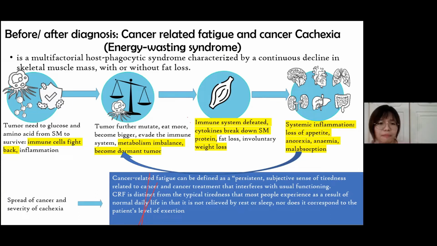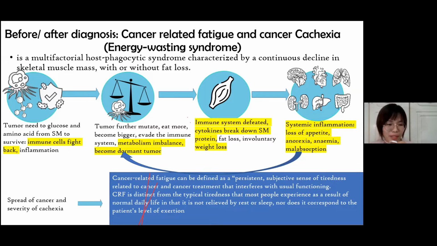Why should it be like that? Okay, we need to know about cancer-related fatigue and cancer cachexia, which is a type of energy wasting syndrome. We might hear that one of the clinical presentations of cancer is weight loss, right? Why will the cancer patient lose weight? Because when the tumor is growing in your body, the tumor needs glucose and amino acid to survive. They find the glucose and amino acid by breaking down your skeletal muscle. So when a tumor is growing inside your body, they break down your body to get nutrients so that they can grow bigger and bigger.